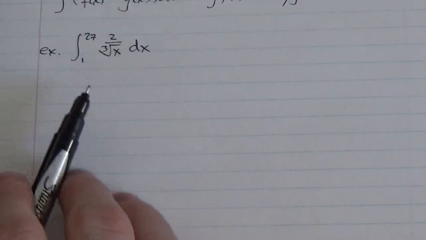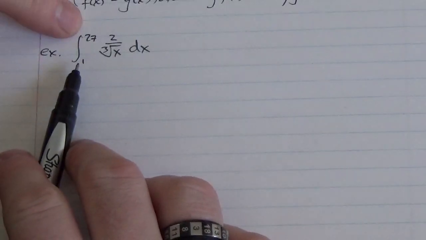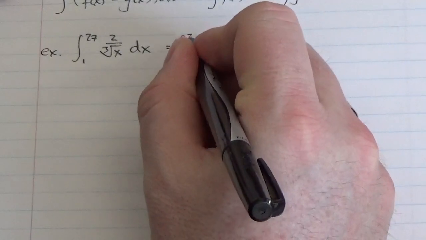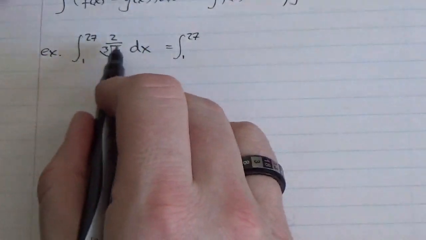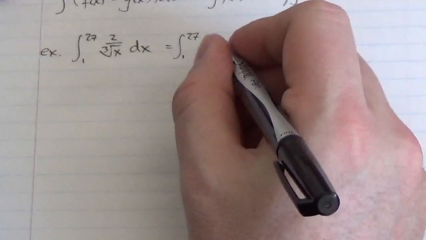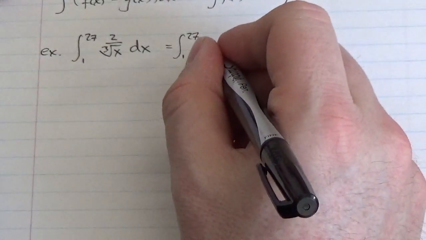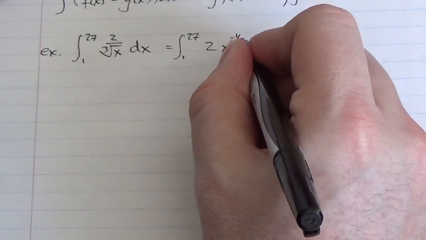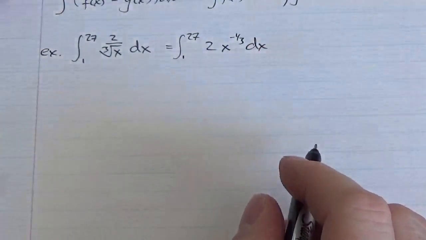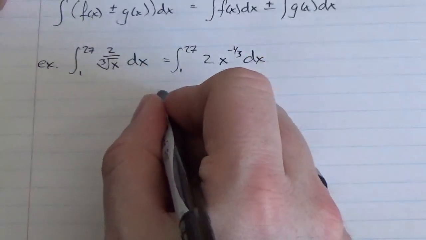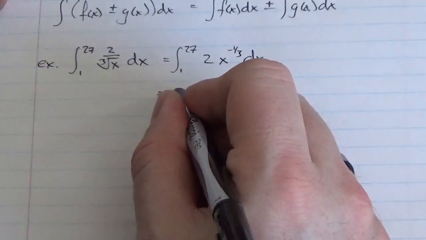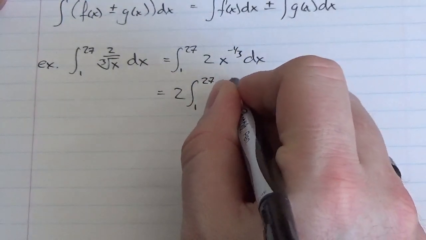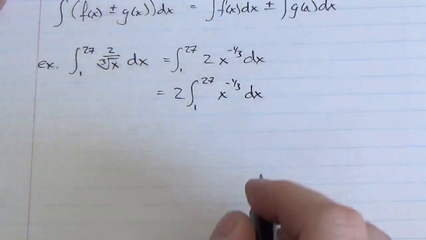Okay, so this one right here, first of all, I notice that it is a definite integral. So I'm going to get a result here. I'm going to get an answer. I'm going to rewrite this though, because I don't like the look of that radical in the denominator. So I am going to make this 2x to the negative 1/3 dx. That's a little bit easier for me to work with. Now, in addition to that, I'm going to apply one of the properties that I've just looked at. I'm going to bring that 2 out. This will be 2 times the integral from 1 to 27 of x to the negative 1/3 dx.